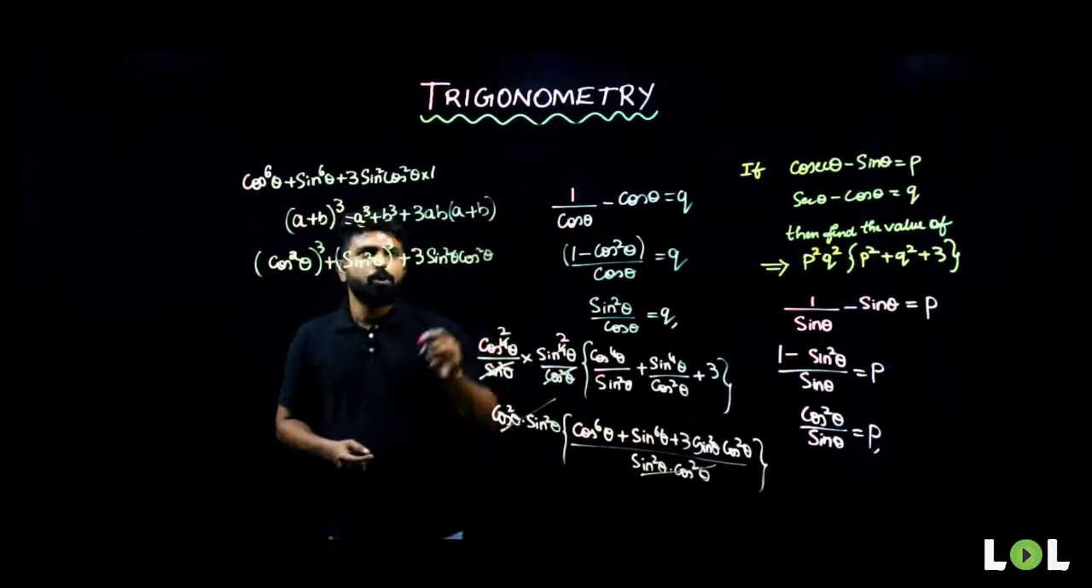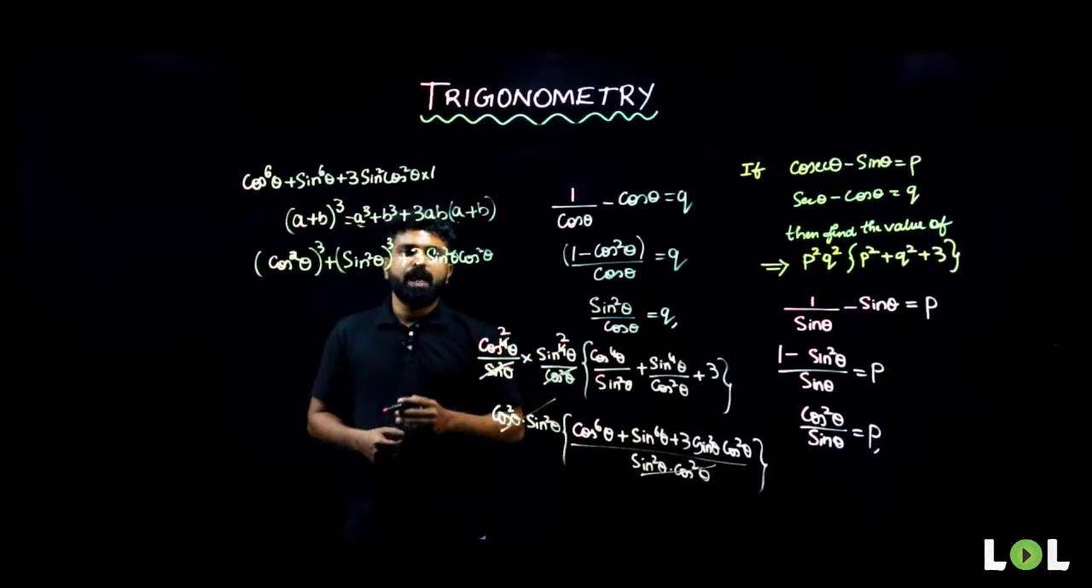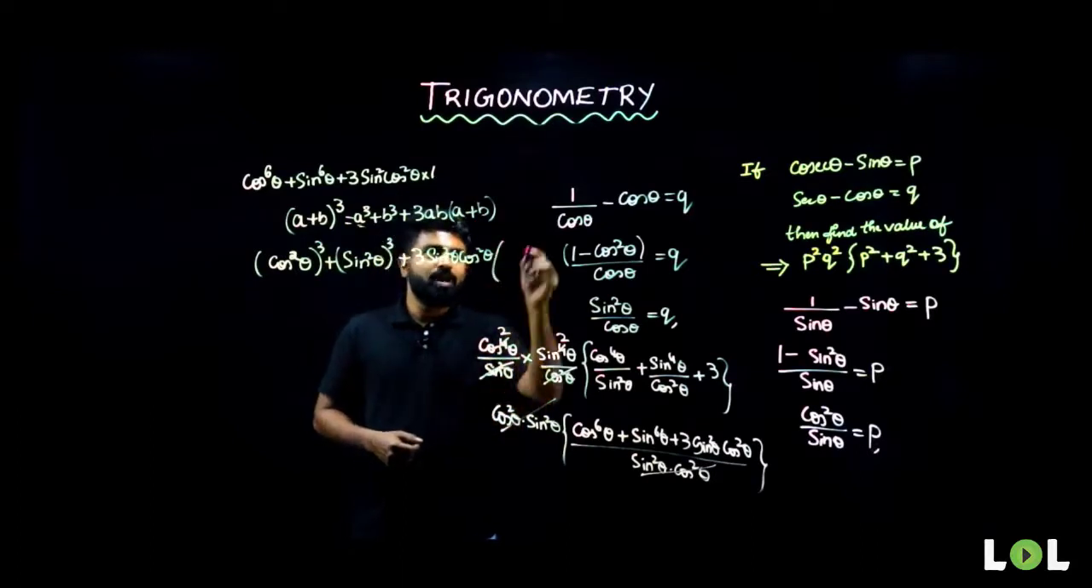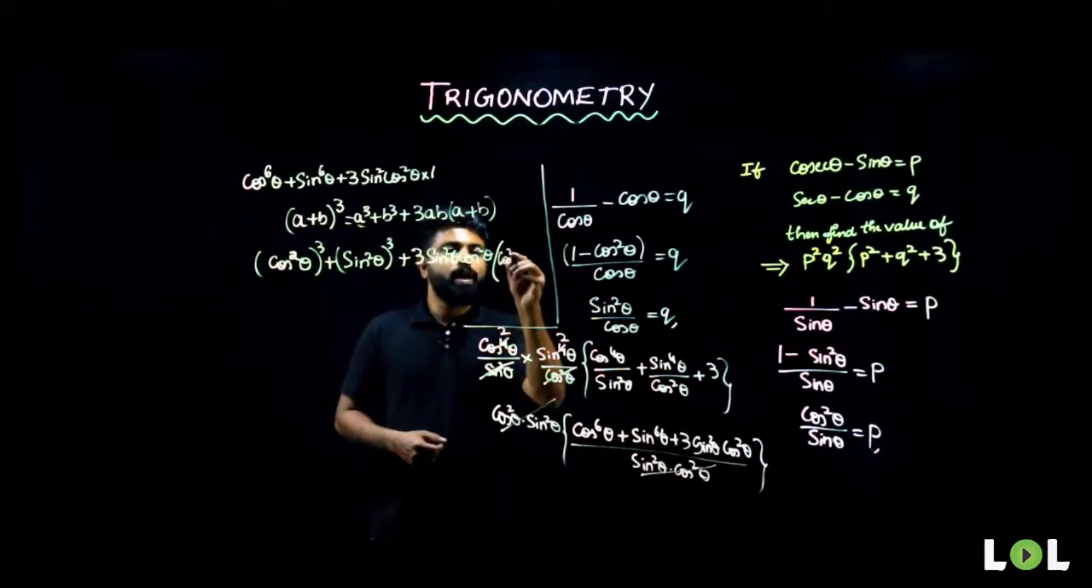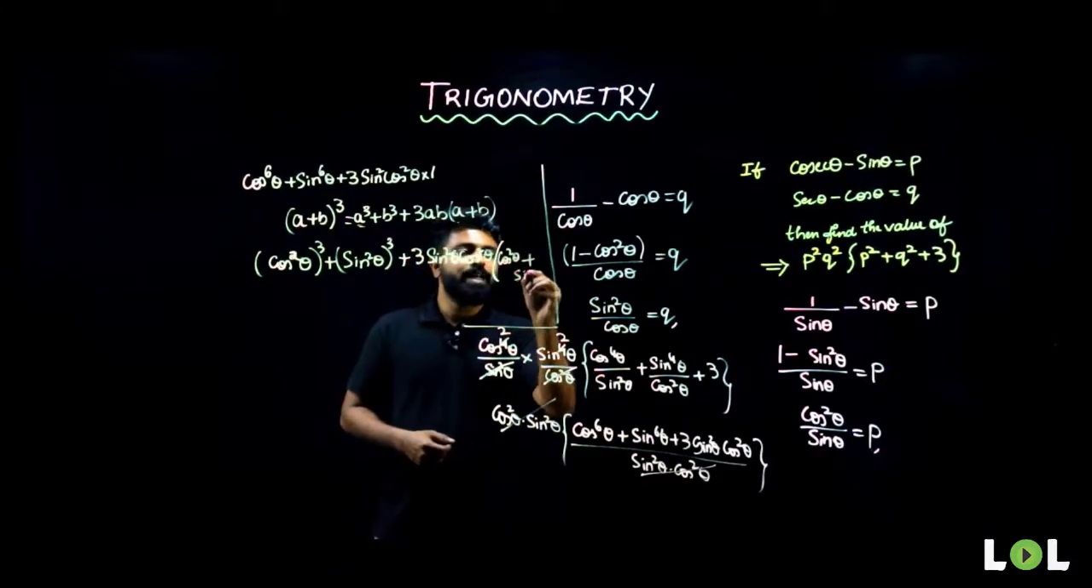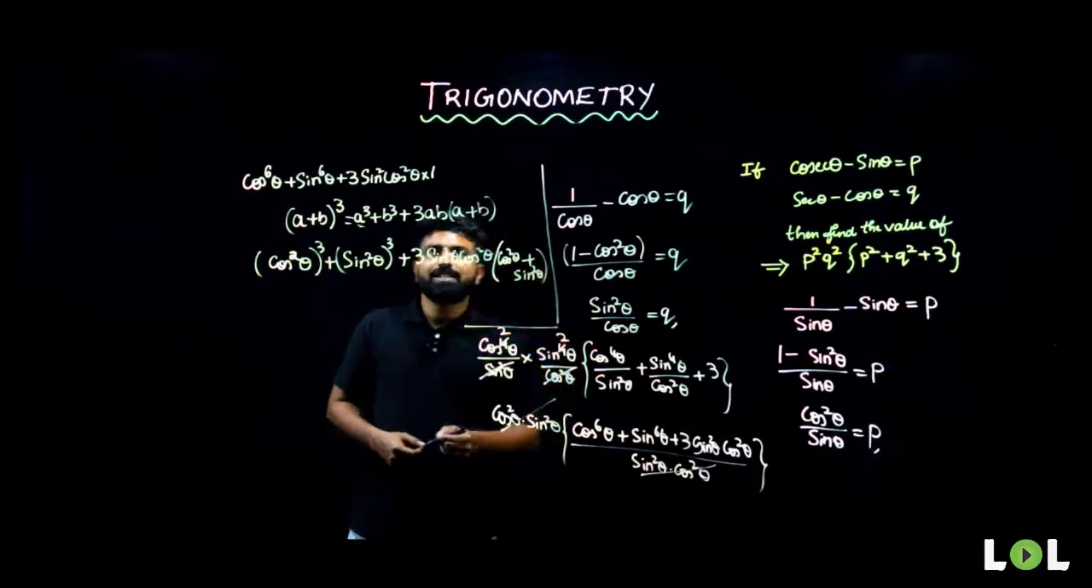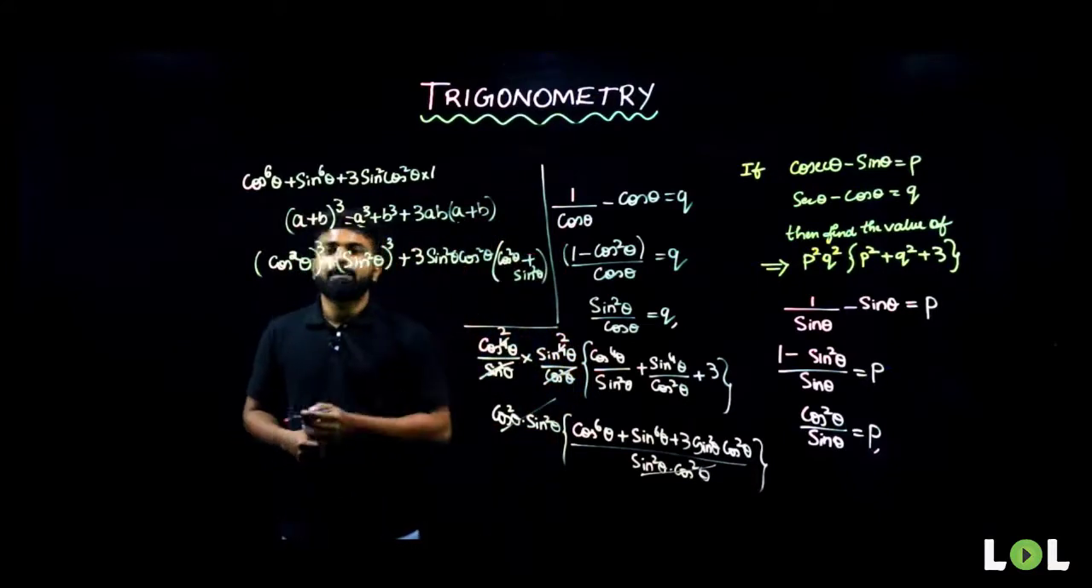But then we don't have this a plus b. Instead, we have 1 here. From the first identity, what can I write my 1 as? 1 can also be written as cos square theta plus sin square theta. Now look at this. We have this in the form of (a + b) the whole cube.